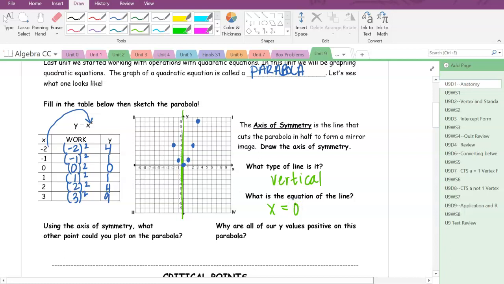Now using the axis of symmetry, we can plot another point because we're always going to be the same distance on each side. So the point that we're missing is actually -3, 9. That kind of completes our image, and then you can sketch it. If you also notice, all of our y values here are positive. Think about why that would be happening. Well, what we have found is that when we square any number, it always becomes positive.